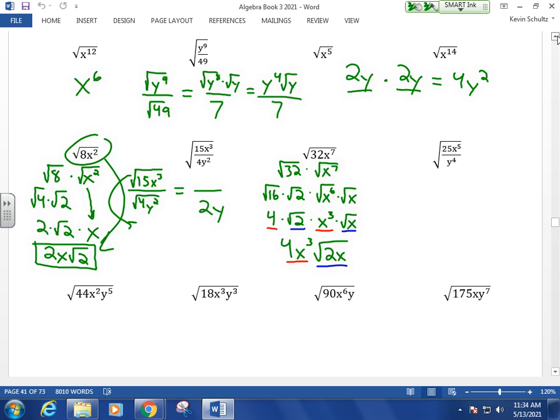So we've got the root of 15x cubed, which we're going to rewrite as the root of 15 times the root of x cubed. Deal with each of them separately. Root 15, can I do anything? No. Its only factors are 3 and 5. Neither of those are perfect squares. There's nothing I can do. Sorry, root 15. You're just going to stay that way.